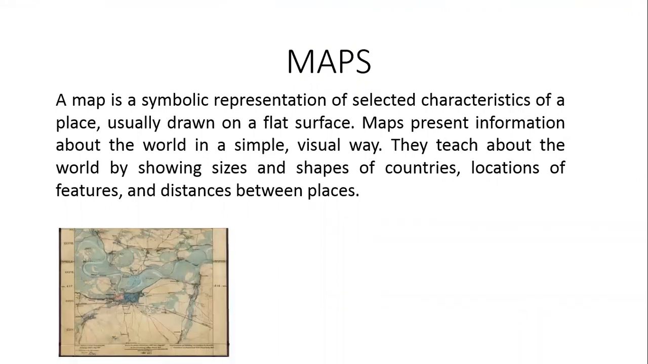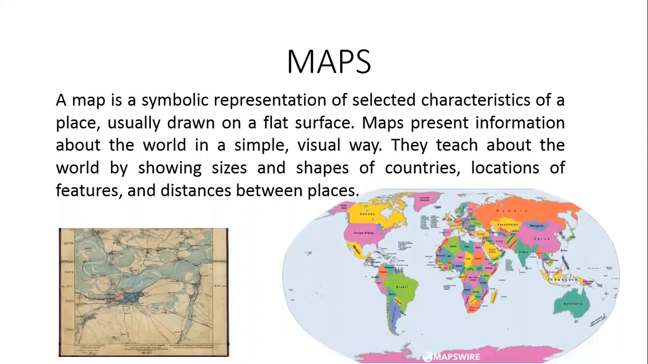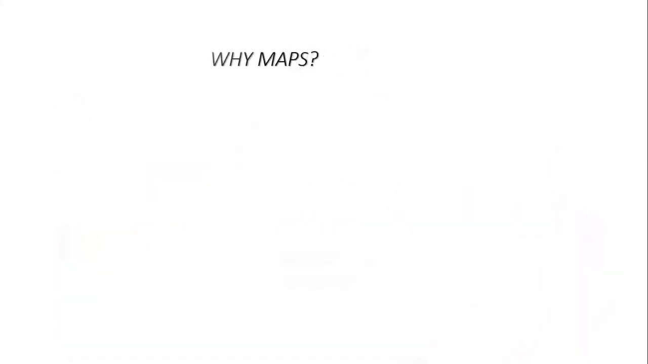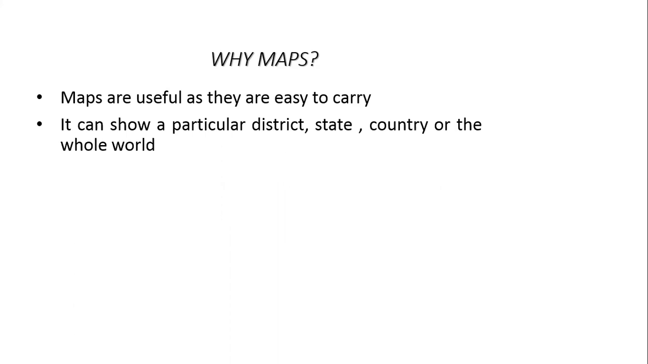This is a map of a place. This is the map of the country or the world. Why should we use maps? Maps are useful as they are easy to carry. They show a particular district, state, country, or the whole world, which a globe cannot show.